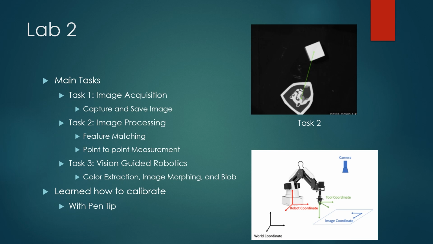relative to one another. And in task 3, that was vision-guided robotics, where we used color extraction, image morphing, and the blob command to pick up certain colors of foam blocks. The color extraction would pick out the color, the image morphing would isolate the colored blocks. The blob command would obtain the image coordinates from the camera, which we then used a calibration code block to convert the image coordinates to the robot coordinates for it to pick up the colored red block, which I'll show in the next slide. In this lab, we also learned how to calibrate the DoBot with the pen tip, which we used for the project.